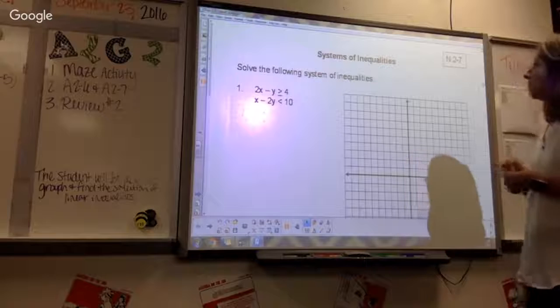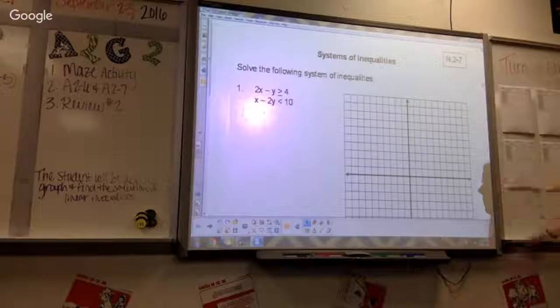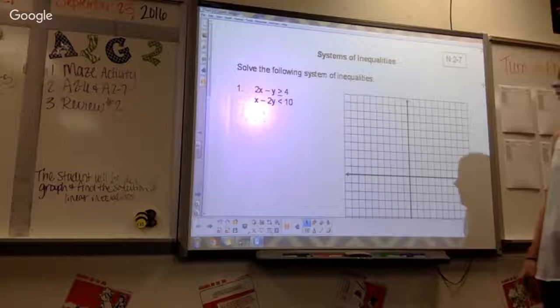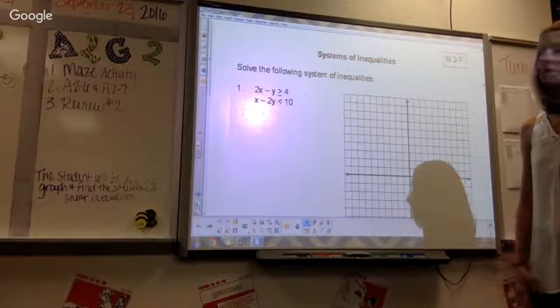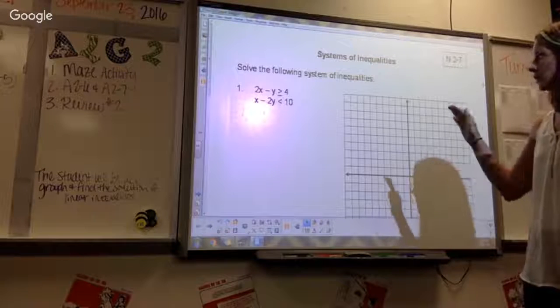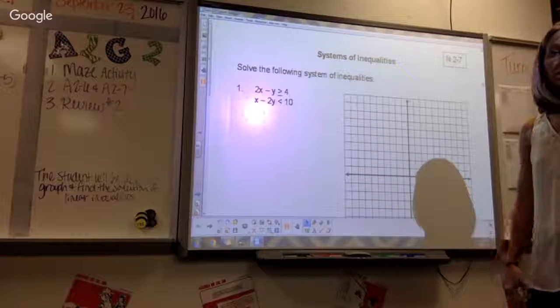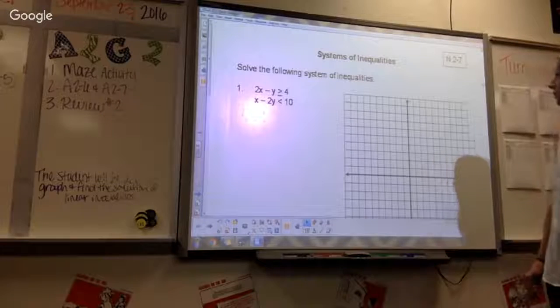Okay, so on number one, we have 2x minus y is greater than or equal to 4 and x minus 2y is less than 10. So those are systems of inequalities. We're going to graph each one. Notice that they're in standard form, so we're going to use the intercepts like we did on notes 2-6.